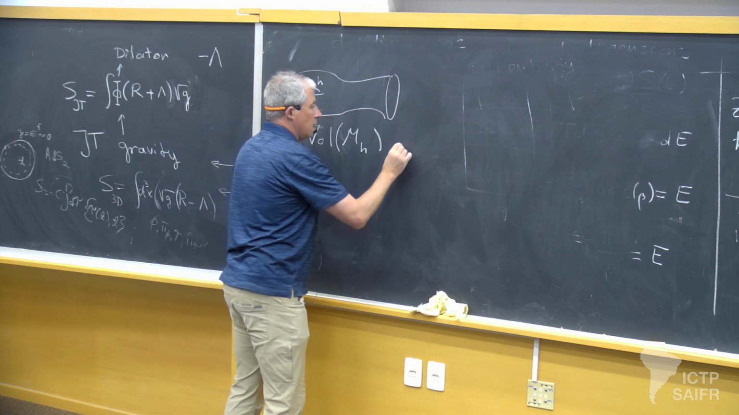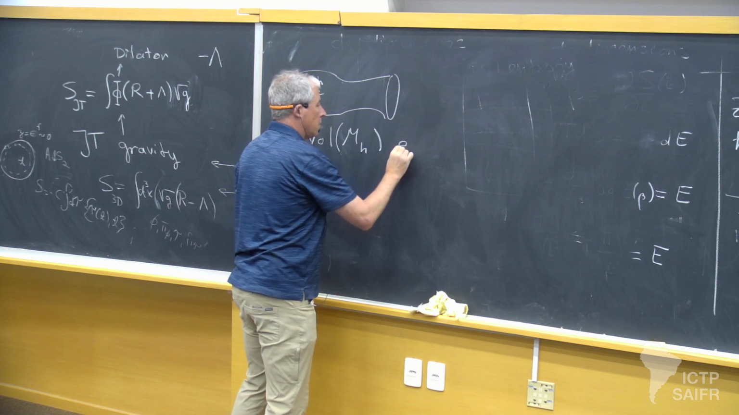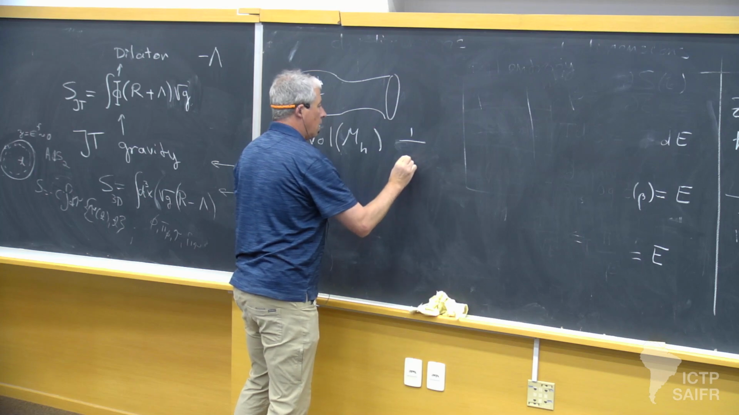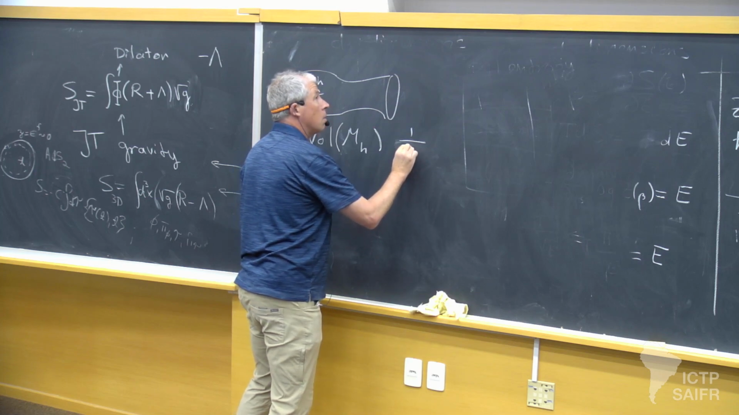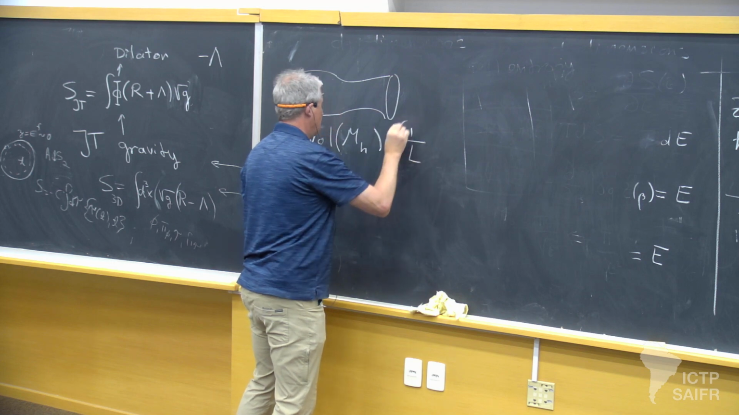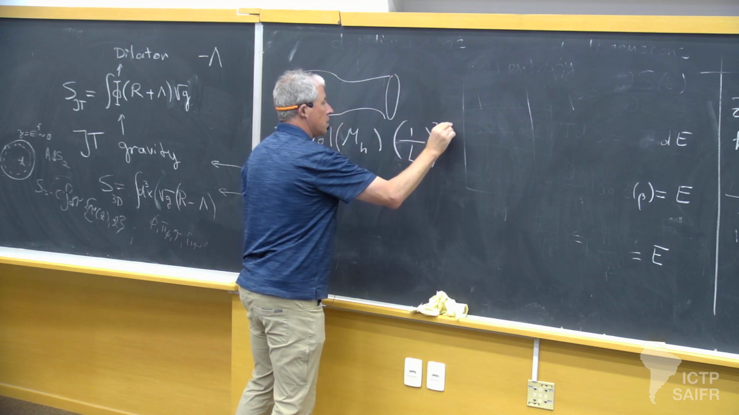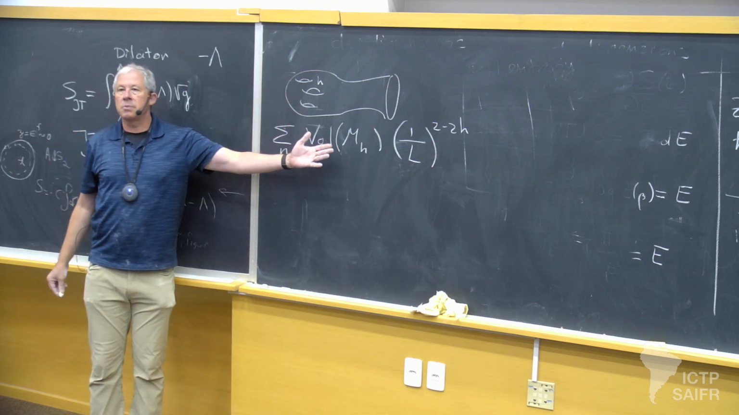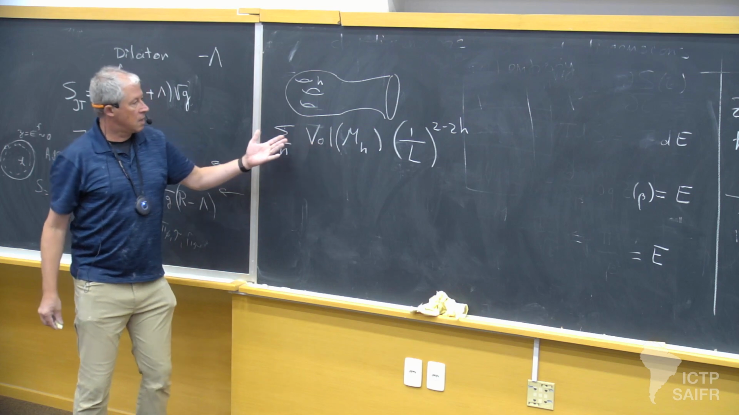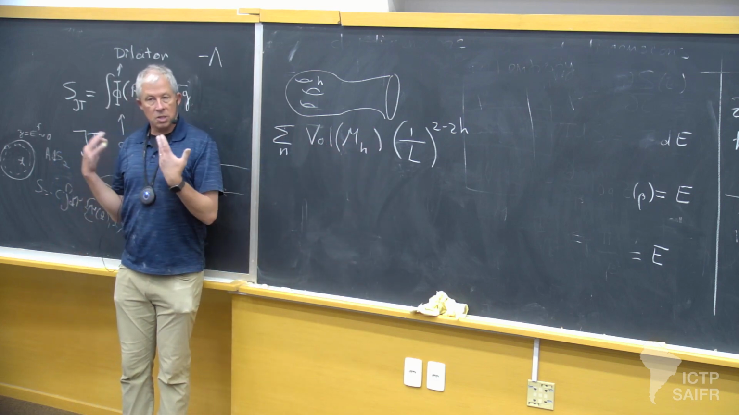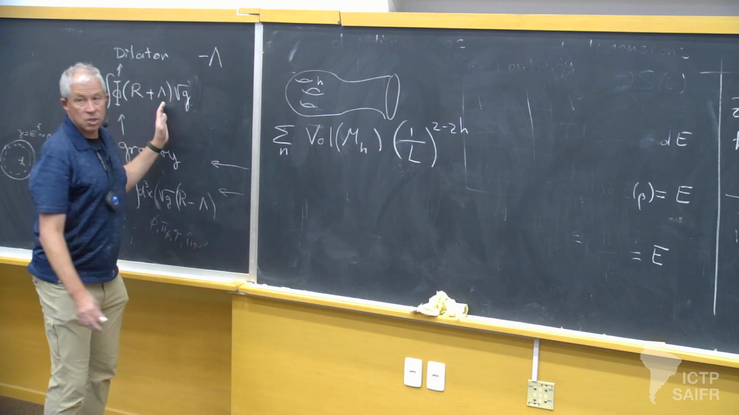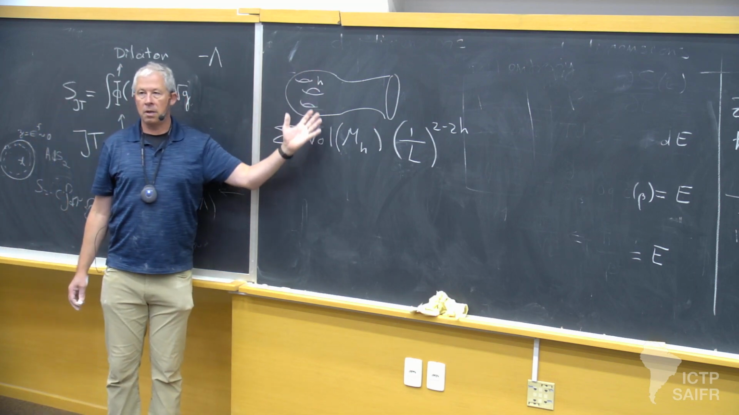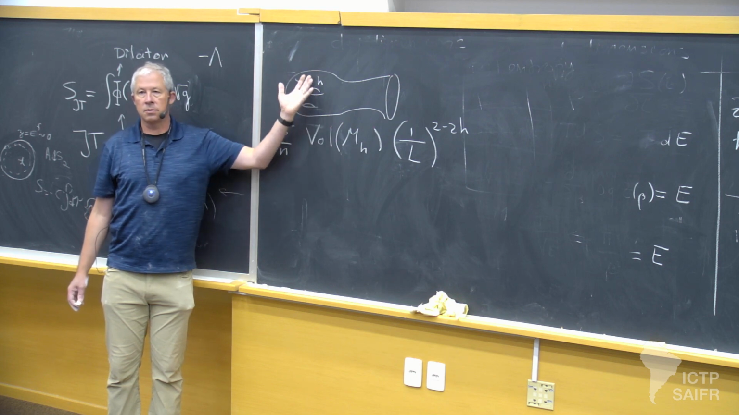And there's a number that I can call 1 over, what number do they call it? Big L to the power 2 minus 2h. So you can write down this particular expression. And you can identify this thing as the partition function of this JT gravity, but in a quantum gravity theory where you also allow surfaces with handles. Okay?